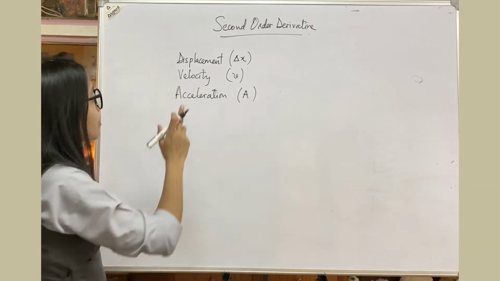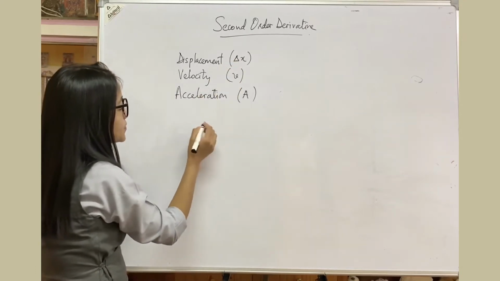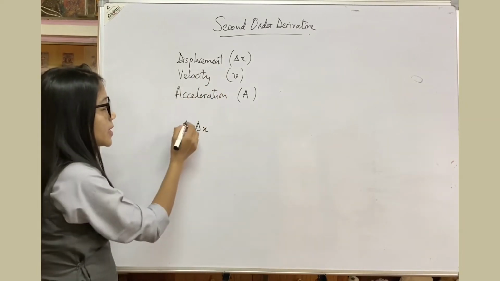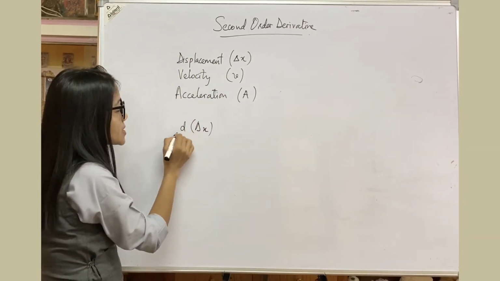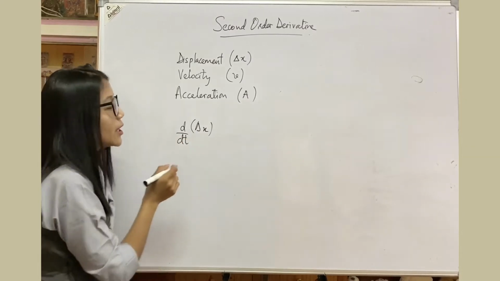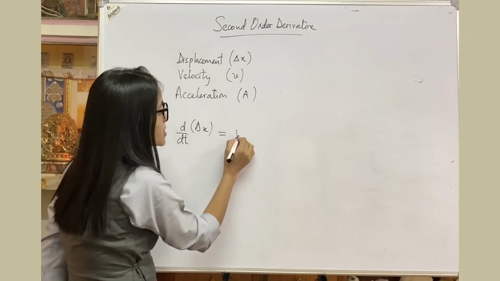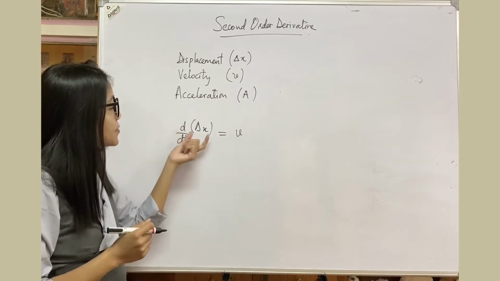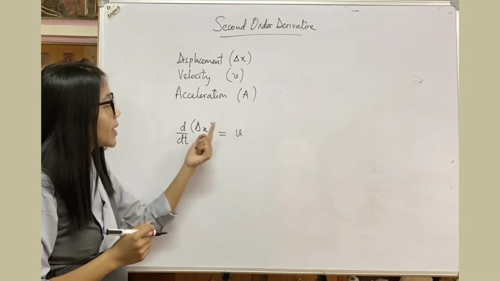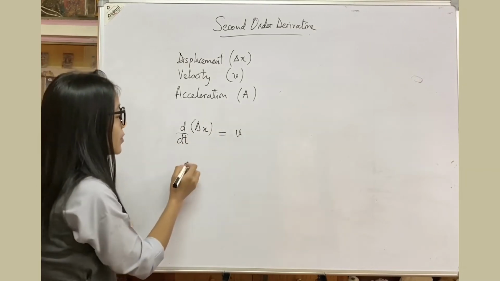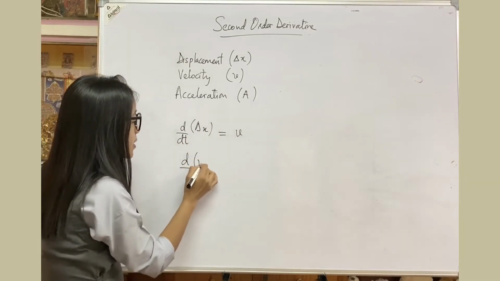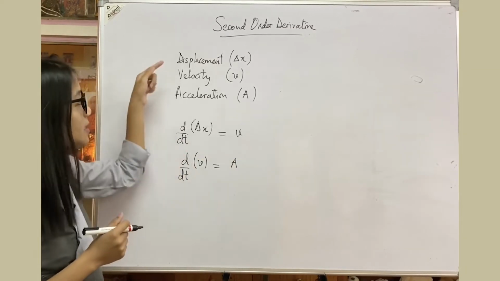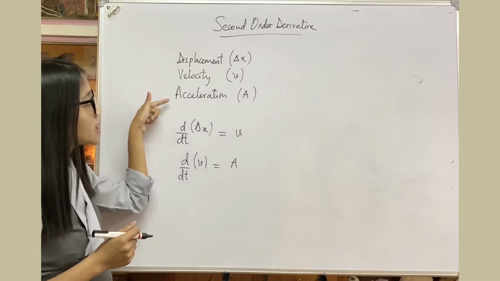Okay, now if I say delta x, that is the displacement, if I differentiate displacement with respect to time, okay, so then what do I get? I get velocity. You remember that, right? So what do I have when I differentiate displacement with respect to time? I get velocity, okay? Further, if I differentiate velocity with respect to time, then I get acceleration, right? So this is the relation between these three terms, okay?